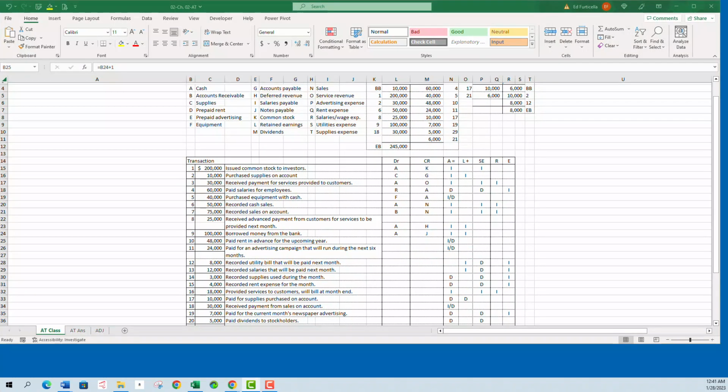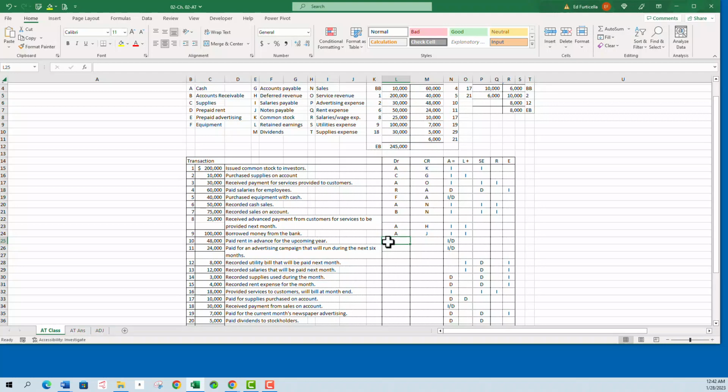Number 10 says paid rent in advance for the upcoming year. The two accounts involved are cash because it says paid rent. What do we pay with? We pay with cash. For the upcoming year, in other words, we're making an advance payment on our rent. When we make an advance payment on a rent, it's an asset because there's a future benefit there. The asset's called prepaid rent. So the two accounts are prepaid rent and cash.